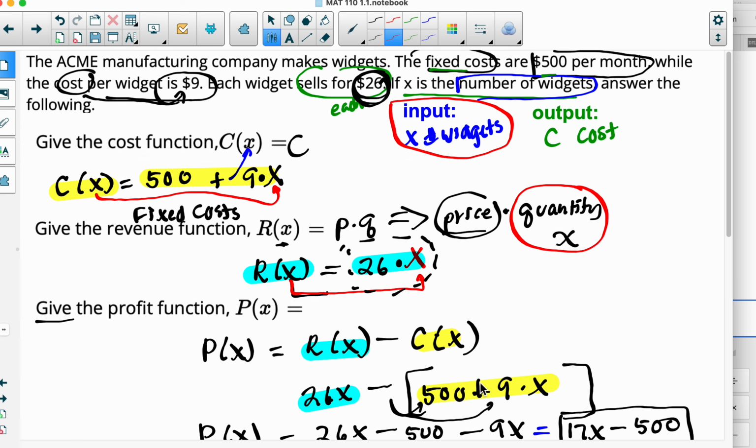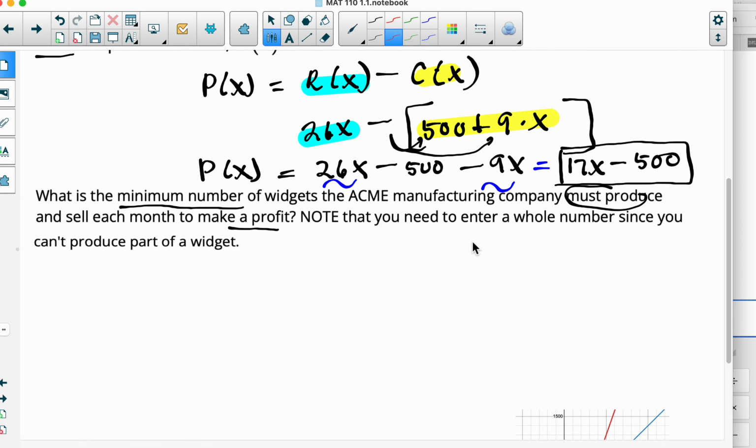So in order to find out how many things I need to sell to make a profit, I usually want to find what that break-even point is. That's where profit is 0. And then if I need to sell an additional item to make a profit, that's what I would have to indicate here. Okay, so I know that when my profit equals 0, that's my break even.